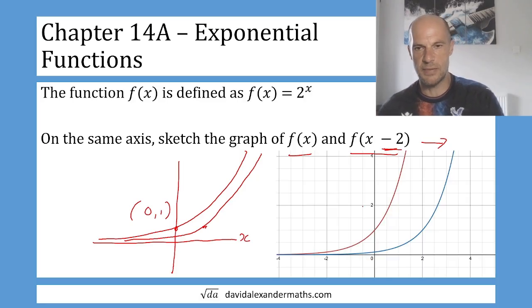Okay, here it is a little bit more neatly. So here is the f of x. So this is 2 to the x, and this is 2 to the power of x take away 2. So as you can see, everything has just been shifted. So 0, 1 is now 2, 1. Everything has just been shifted 2 units to the right, and the x-axis is still the asymptote.